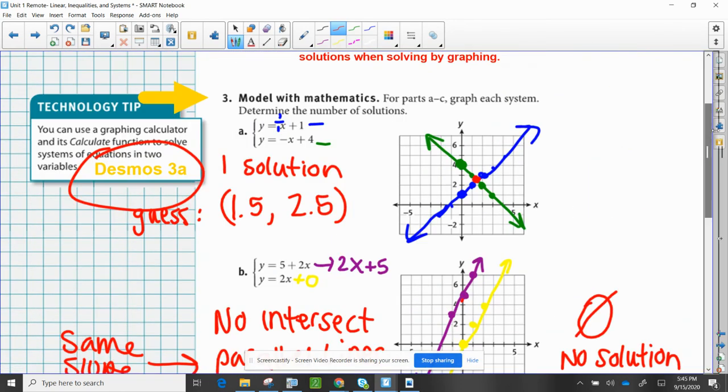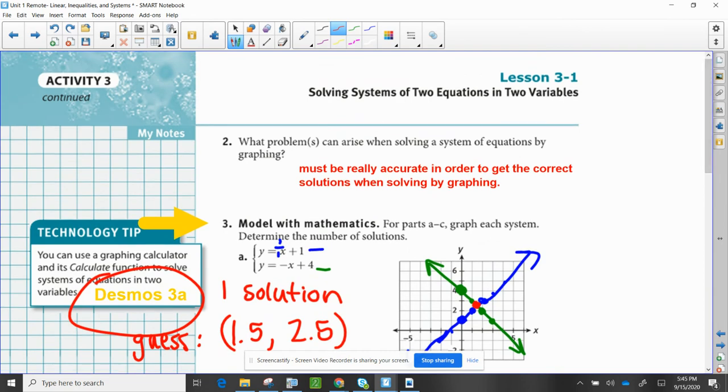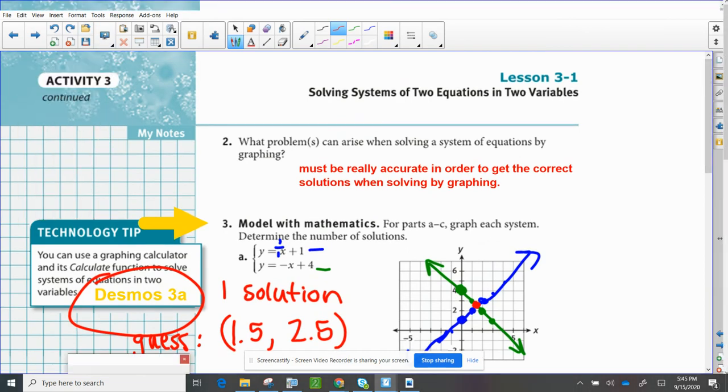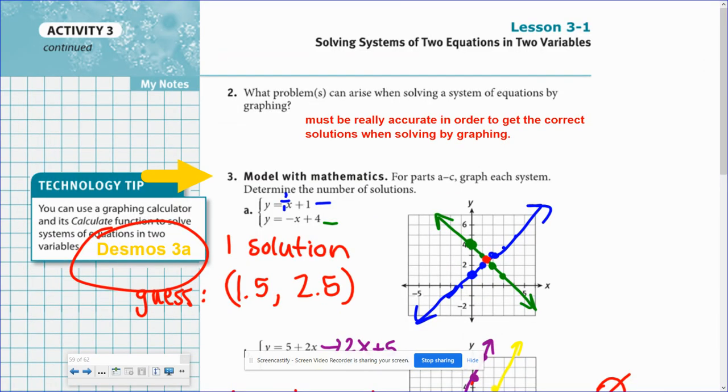So I actually think we're going to end here with these notes because that's kind of the gist of solving by graphing. So you just graph the two lines and look for where they intersect, and that should tell you your solution to the system.